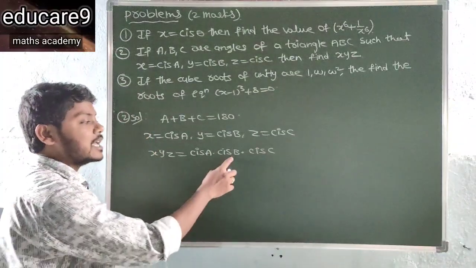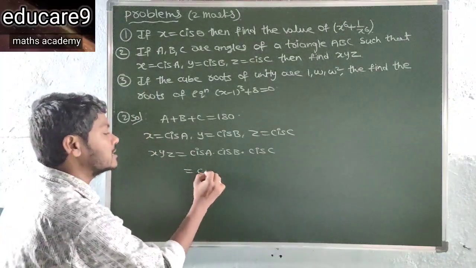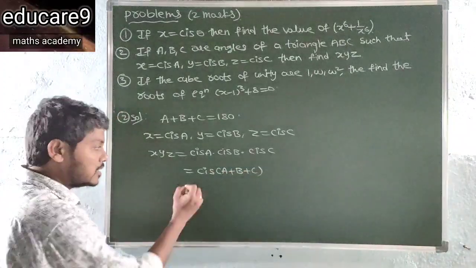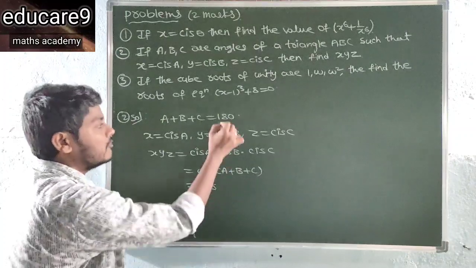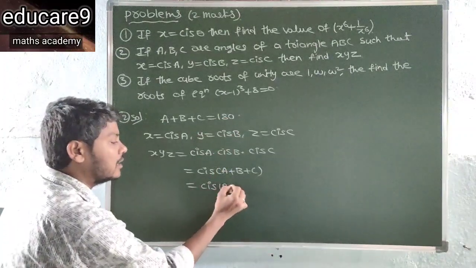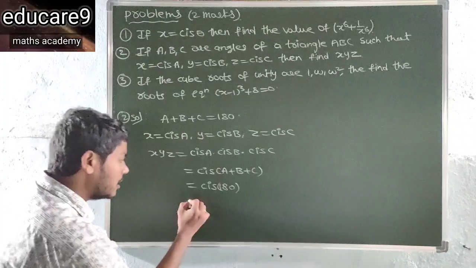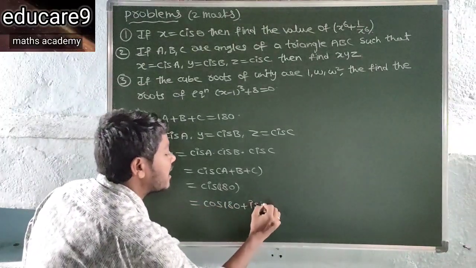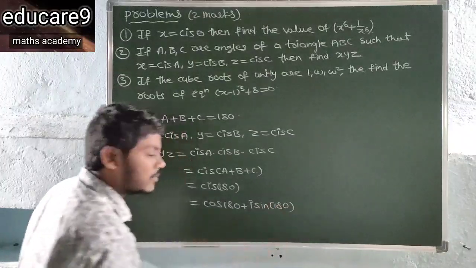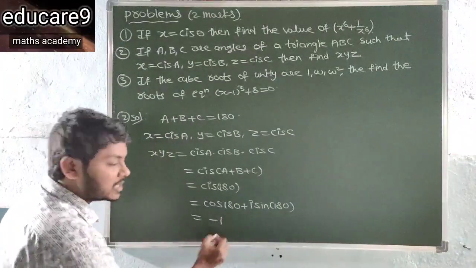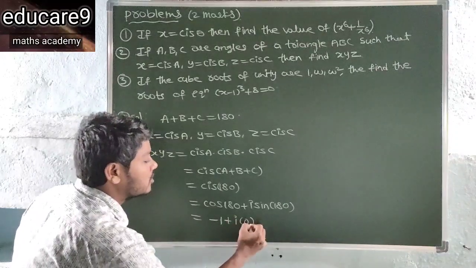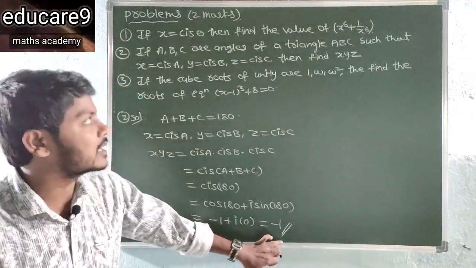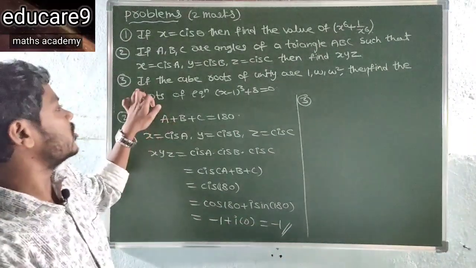So you know that cis A, cis B, cis C can be written as cis of A plus B plus C. So again this is what? Cis of A plus B plus C, which is 180. So how to write cis 180? This is cos 180 plus i sin 180. So cos 180 value is minus 1 and sin 180 value is 0. So clearly this value is minus 1. So therefore xyz value is what? Minus 1.